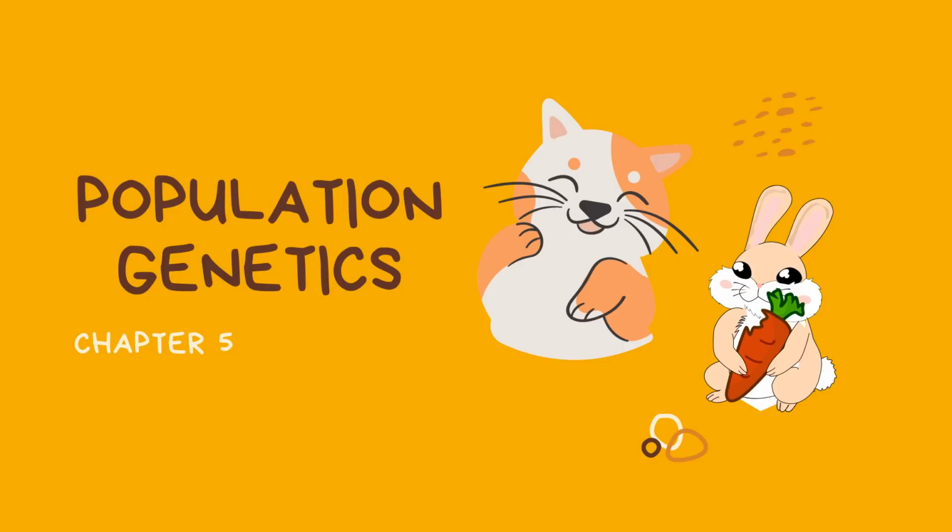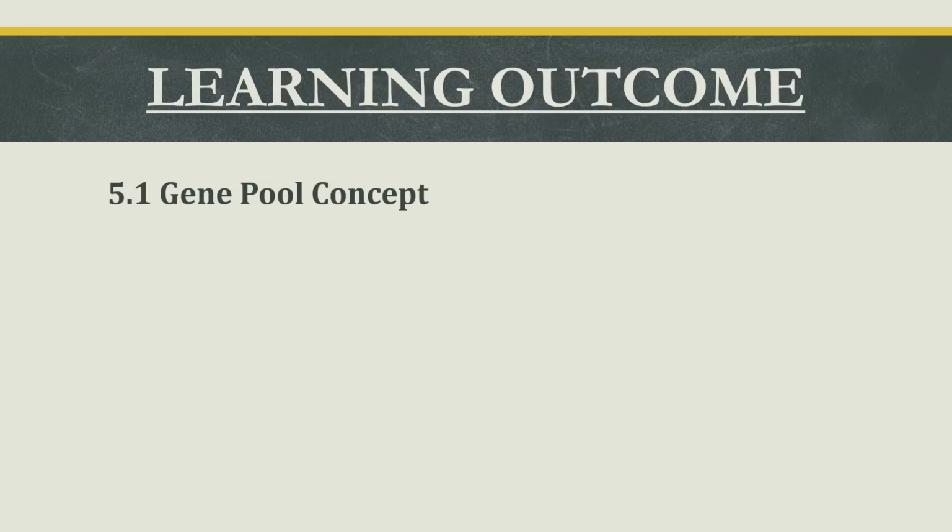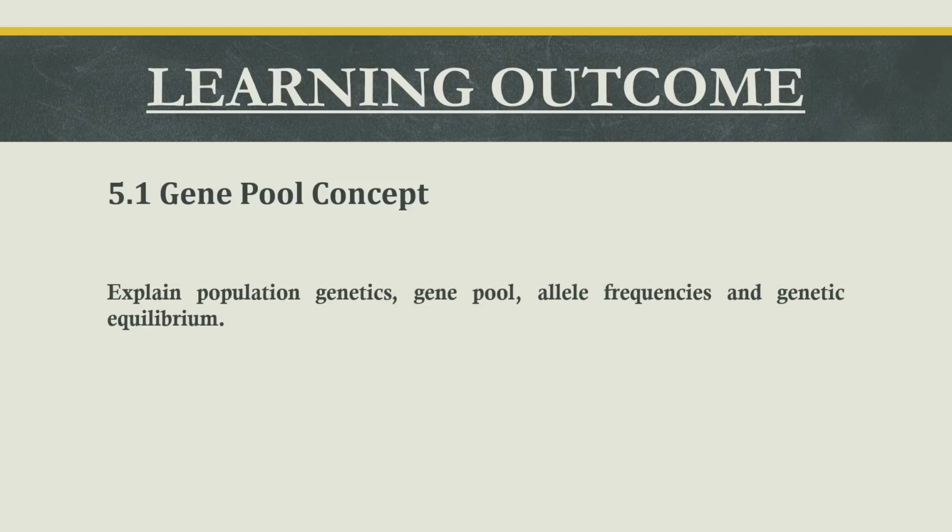Well, today we will learn about the 5th chapter in this semester, Population Genetics. First, in this chapter, there are two subtopics, 5.1 Gene Pool Concept and 5.2 Hardy-Weinberg Law. So, we go to the learning outcome of subtopic 5.1 Gene Pool Concept. At the end of this lesson, you should be able to explain population genetics, gene pool, allele frequency, and genetic equilibrium.